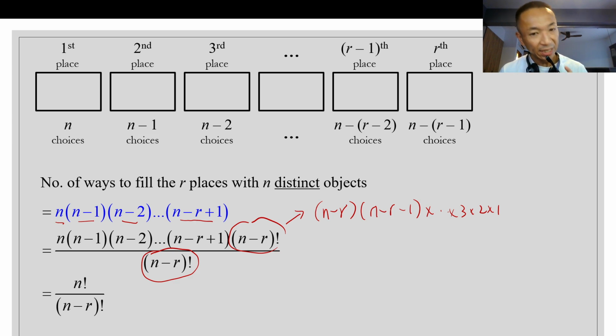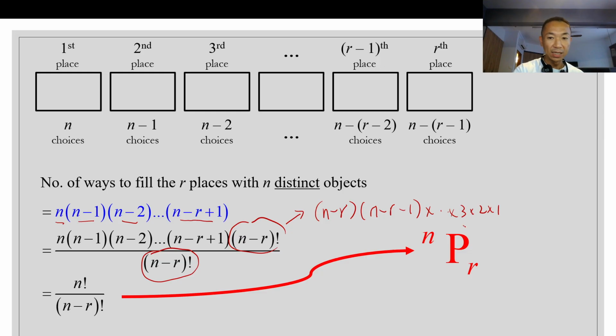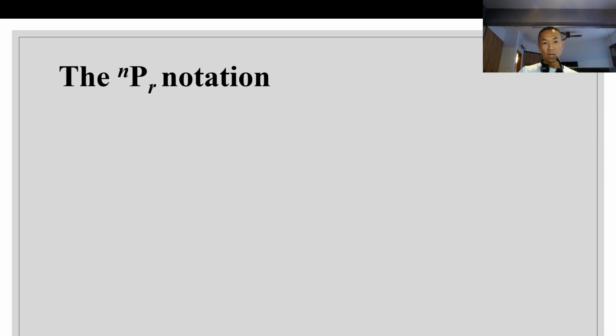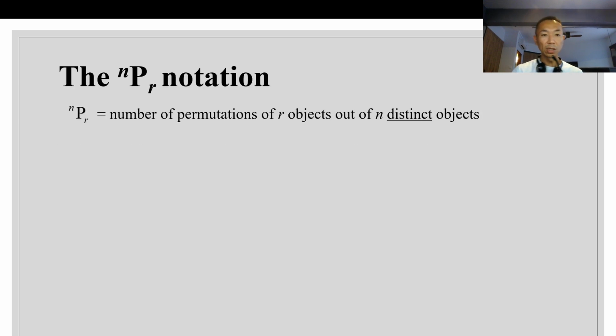If you missed it a little bit, if you're not very sure, never mind, don't worry. Most of the time, all you need to do is to press the calculator. In order to arrange r places out of n possible distinct objects, the formula is just nPr. This and this are used interchangeably. And good news is later on I'll teach you how to find this using calculator. So essentially the nPr notation is basically the number of permutations for r objects out of n distinct objects.